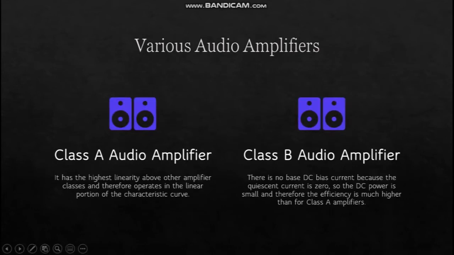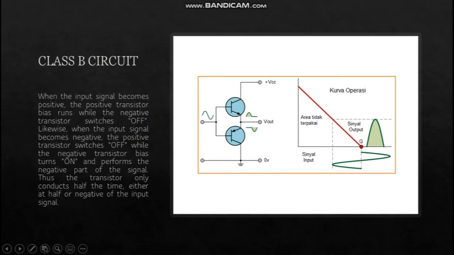And class B audio amplifier has no DC bias current because the quiescent current is zero, so the DC power is small and therefore the efficiency is much higher than for class A amplifier. And I will show you the circuit from class B. This is the circuit from class B.